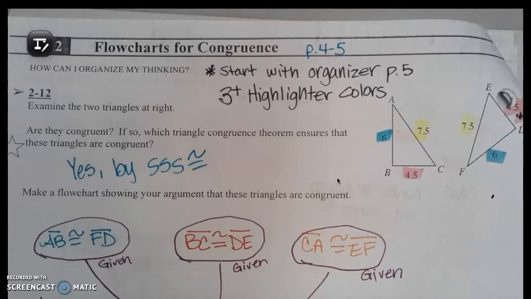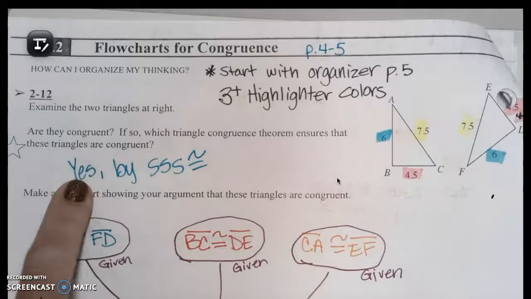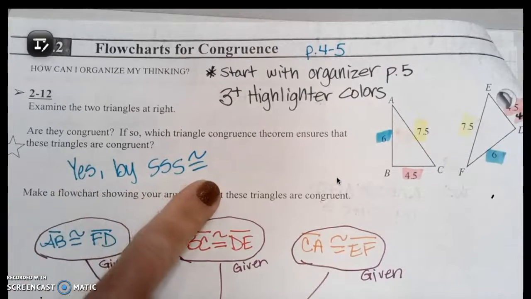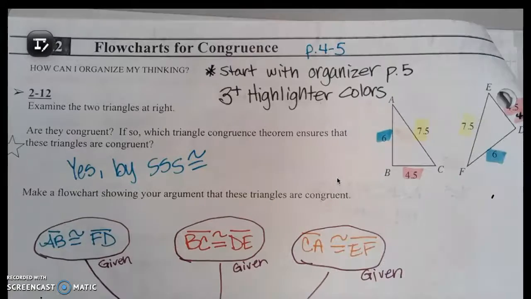So I took my two highlighters and I highlighted both of the 4.5s pink. Then I found a 7.5 and a 7.5, so I highlighted them both yellow. Then I found a 6 and a 6, so I highlighted them both blue. All three of those are sides. So we have three sides on the triangle on the left congruent to the three sides of the triangle on the right. And so we say, yes, they are congruent by side, side, side congruence. Any questions on problem number 12?